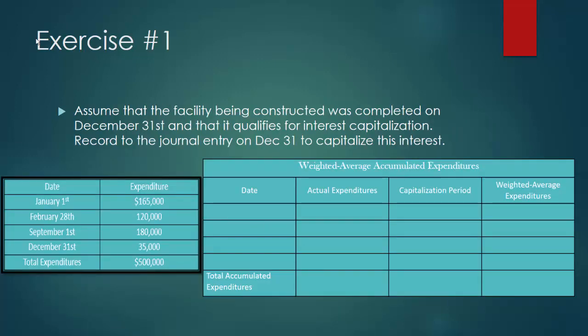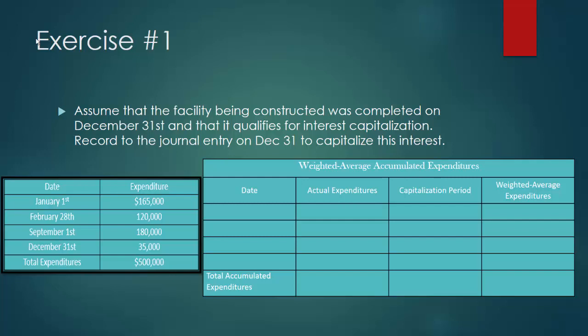Well, now we need to figure out something called our weighted average expenditures, which is a number we're going to need for calculations later on to figure out what amount of interest we paid during the period that was specific to the construction of this self-constructed asset, our new production facility. So we need to first figure out what our weighted average expenditures were for the period.